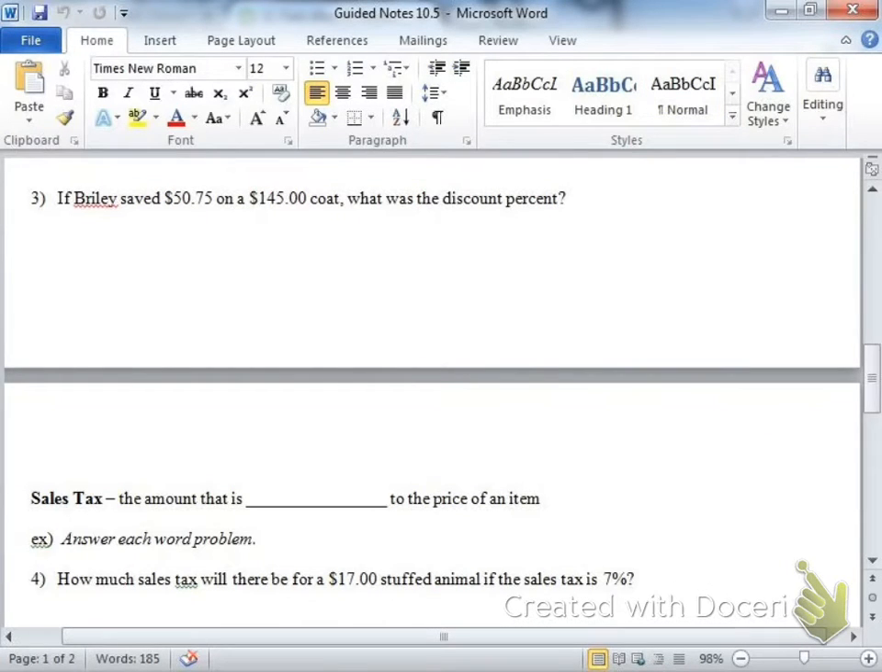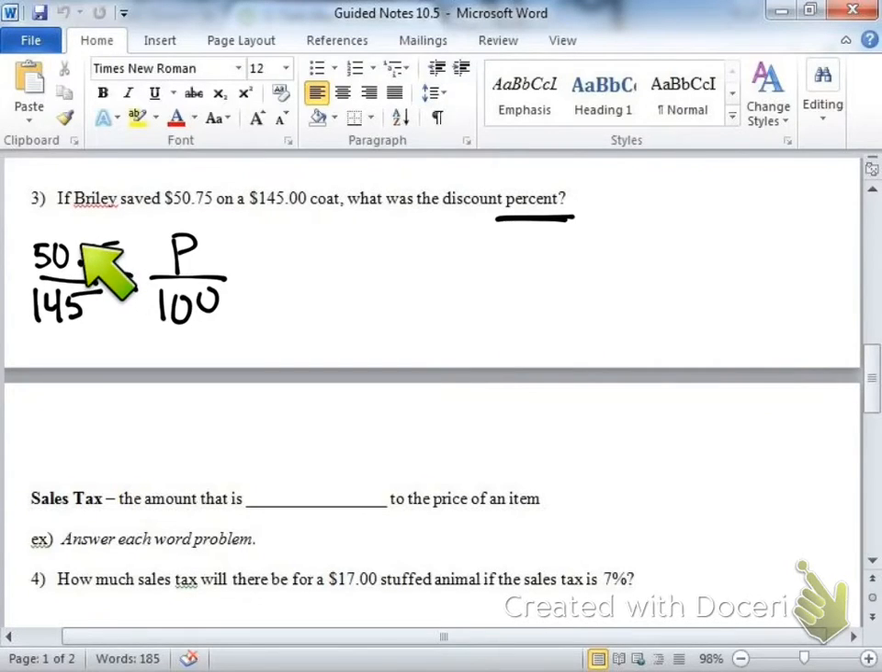This says if Briley saves $50.75 on a $145 coat, what was the discount percent? This is the discount amount. I'm trying to find the discount percent. So the percent should be where my variable goes, above the 100. What was the original? $145. 145, so that's going to go on the bottom.